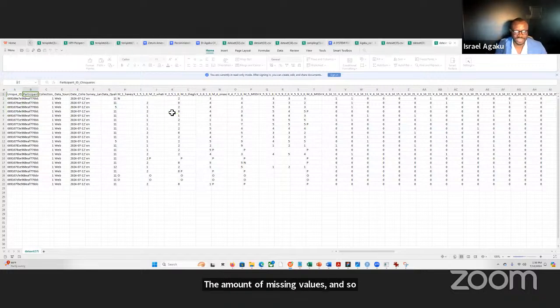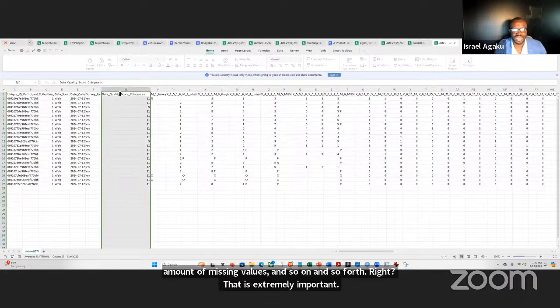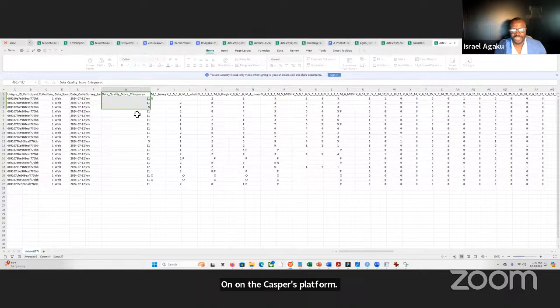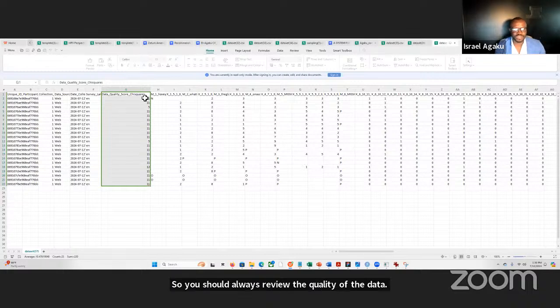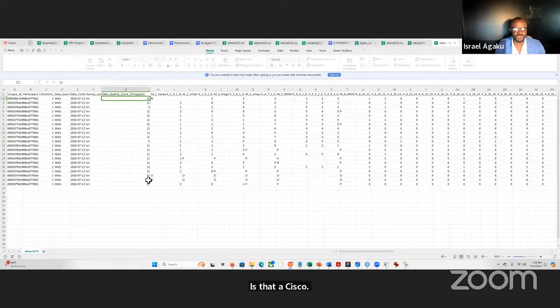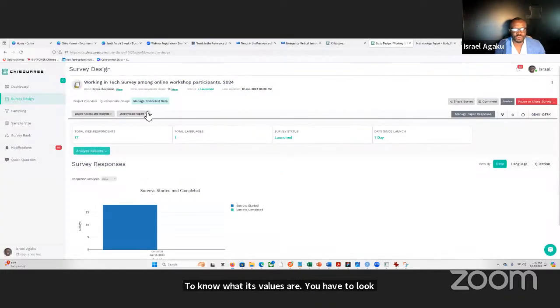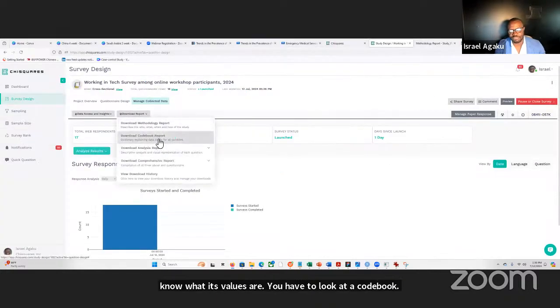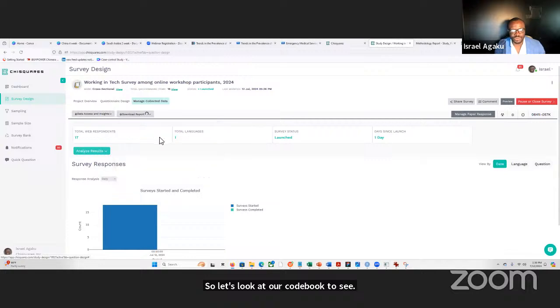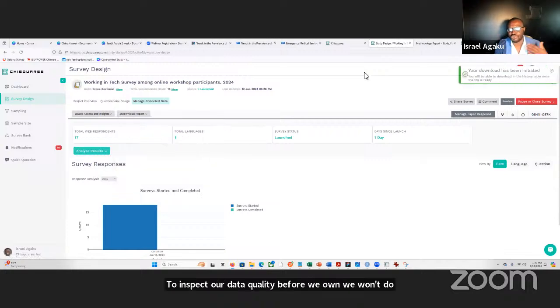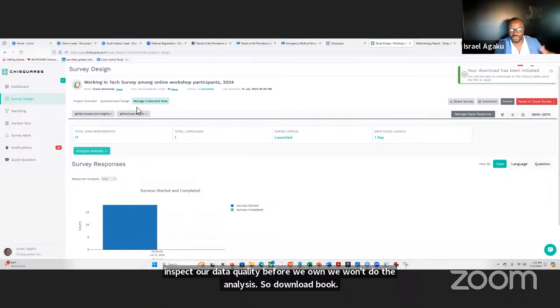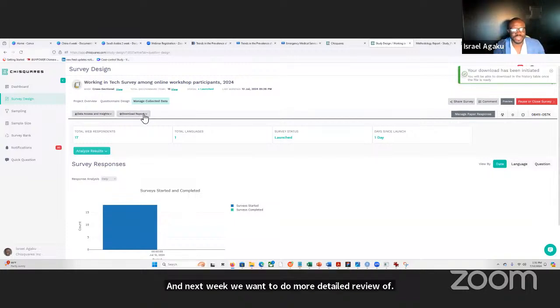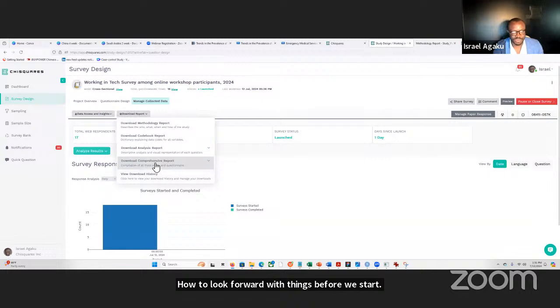That is extremely important. On the Chi-Squares platform, every individual has a data quality score. So you should always review the quality of the data with the data quality score. To know what its values are, you have to look at the code book. So let's look at our code book to inspect our data quality before we even do the analysis. So, download code book. And next week, we're going to do a more detailed review of how to look for all of these things before we start. But this is just a preview for next week.